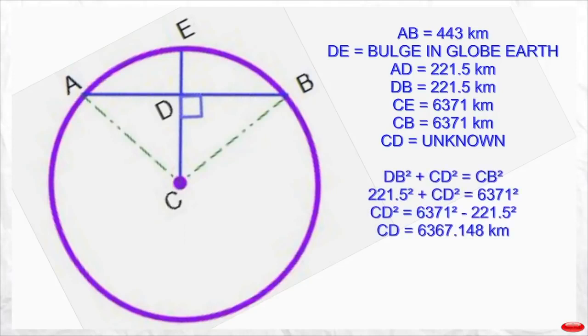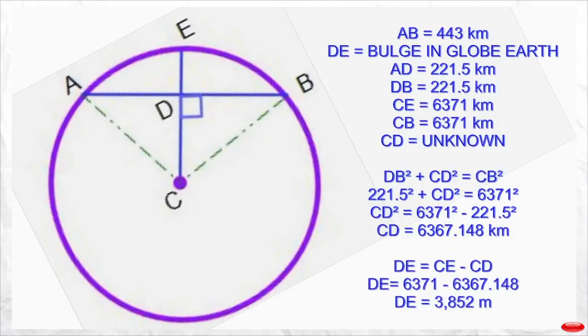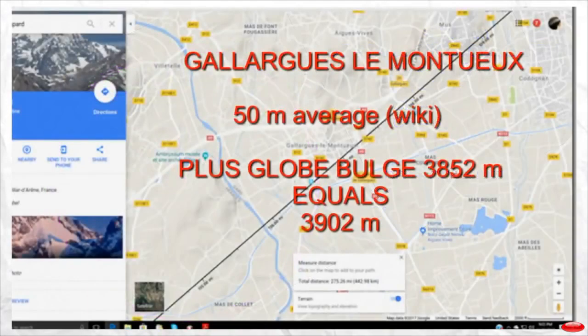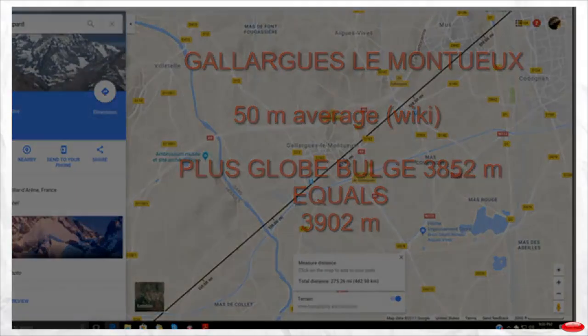Using the Pythagorean theorem, we calculate the distance of CD, which comes out to 6,367.148 kilometers. The expected globe bulge is 3,852 meters. To the calculated globe bulge, we add the elevation in the middle between the two mountains, which is 50 meters. The total is 3,902 meters. Total fictional globe bulge.